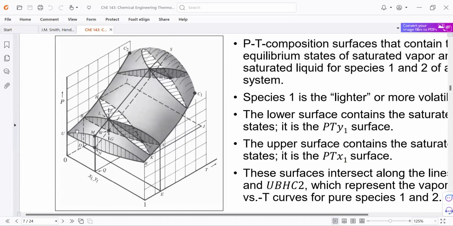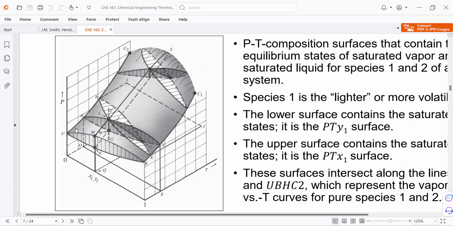So it means that the surface right here at the top and the surface at the bottom would meet at this critical locus. They would close here because it is where the vapor and liquid phases are indistinguishable from each other. The two surfaces close right here, but as you can see, there's an opening part.